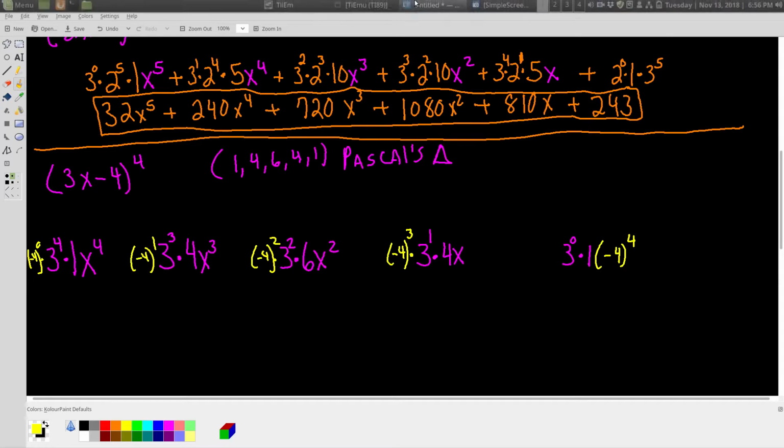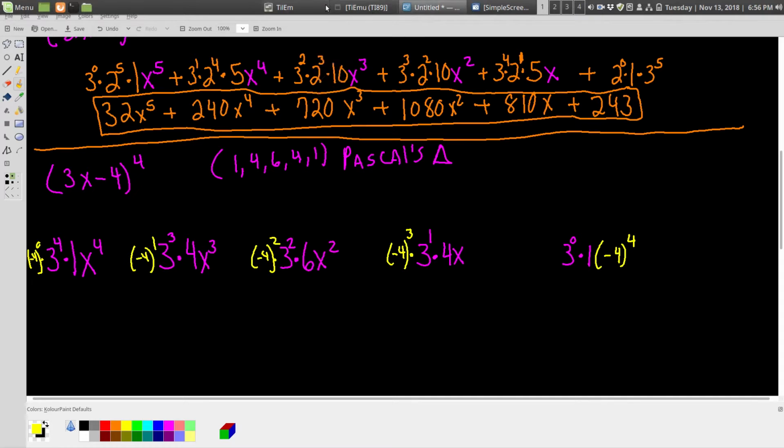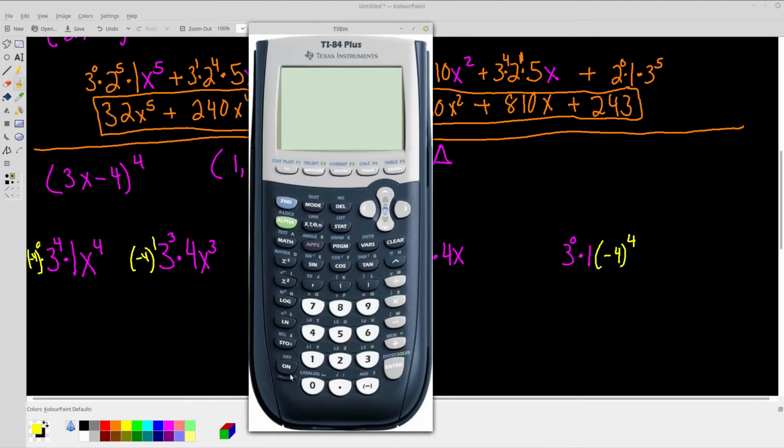So let's pull up our TI-84 again. All right, so here it is. Let's punch this in. We've got parentheses. Now it's important to use parentheses. We've got negative 4, so we'll type in negative 4, close parentheses, raised to the 0 power.